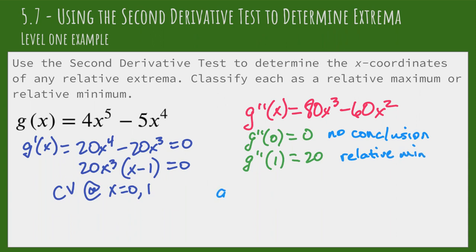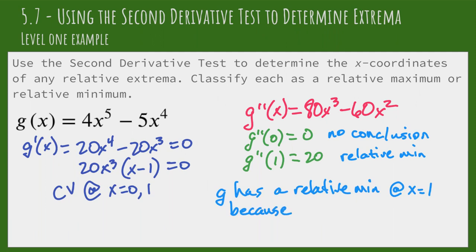And so we'll say g has a relative minimum at x equals 1 because g prime of 1 is equal to 0, and g double prime of 1 is 20, which is positive. So again, my justification for the second derivative test always includes the first derivative equals 0, and then the value of the second derivative, and then indicate whether that's positive or negative.